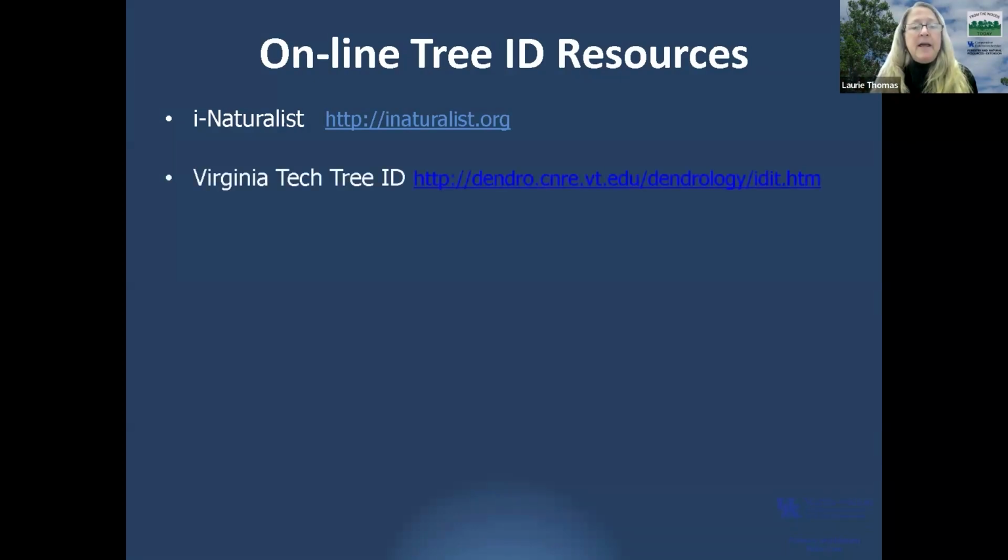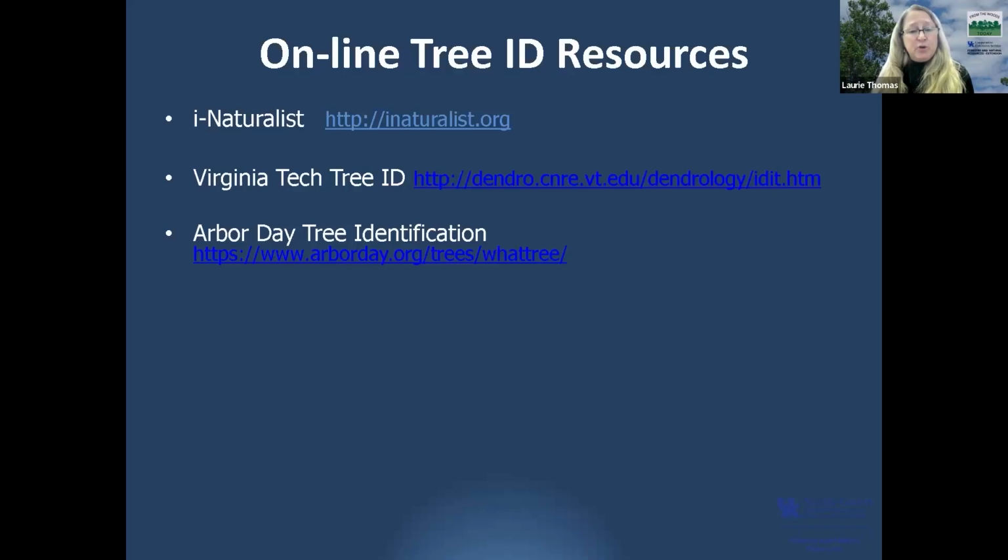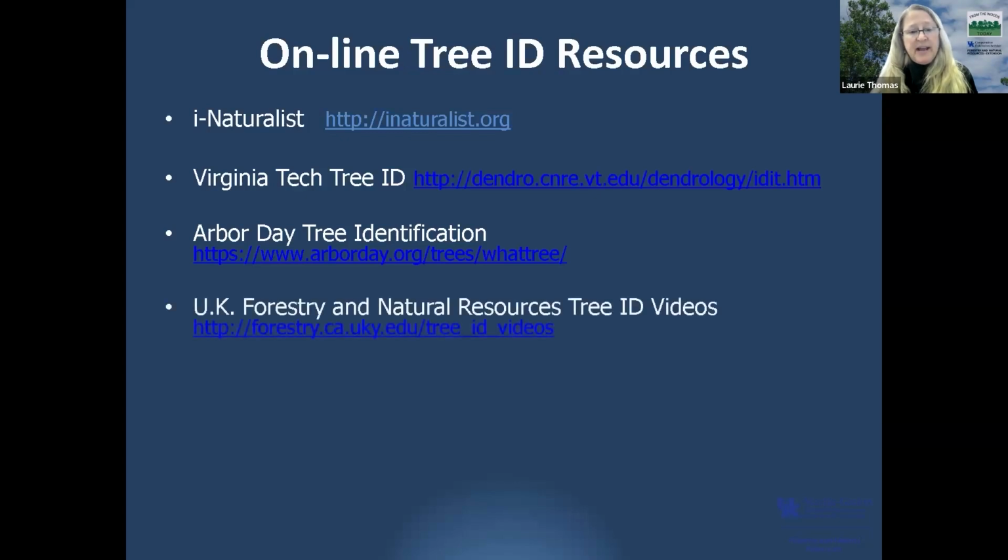Now, here's the Virginia Tech Tree ID. This is really robust and has lots of options. There's over 400 different species in it. It is an online one. There's also one you can do on your phone as well, but it is pretty robust and there's a lot of species in there. Another great little website is the Arbor Day Tree Identification. You can do it online, and all of these are free.